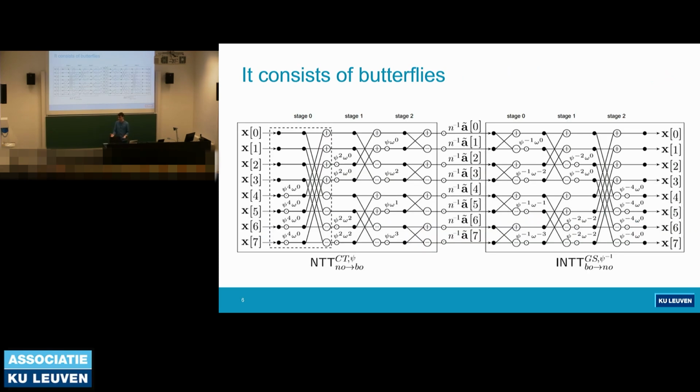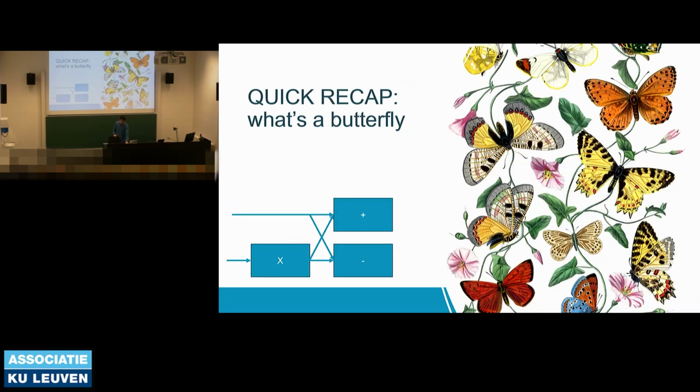What does a number theoretic transform consist of? Well, a number theoretic transform consists of butterflies. So if you get the butterflies right, you'll probably get the number theoretic transform right, which means you'll get the rest of the TFHE circuit right.